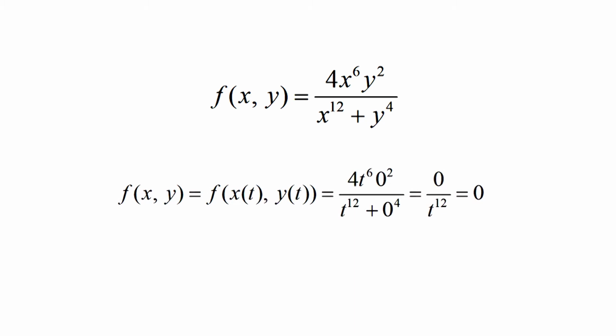f of x y is equal to f of x of t, y of t, which is equal to 4 t raised to 6 into 0 square all divided by t raised to 12 plus 0 raised to 4, which is equal to 0 by t raised to 12, which is equal to 0.